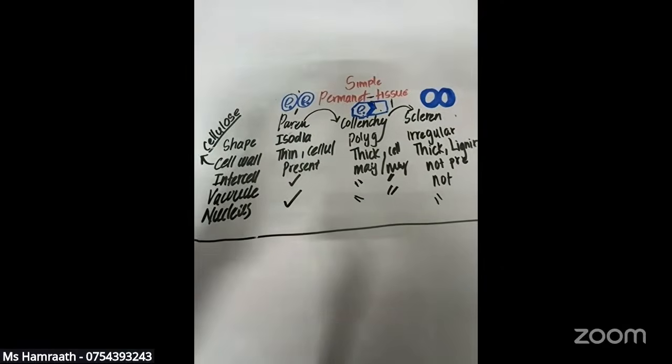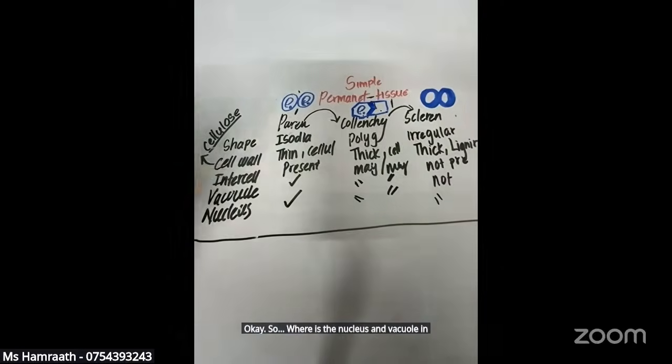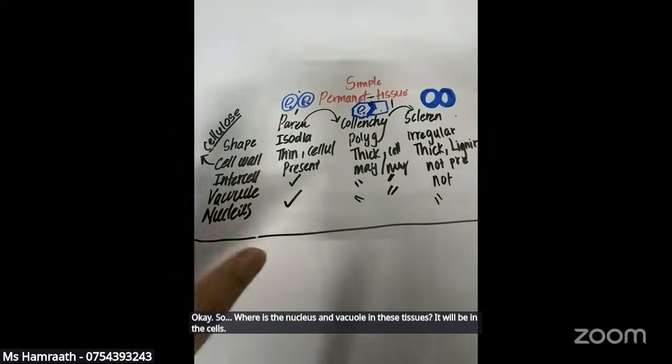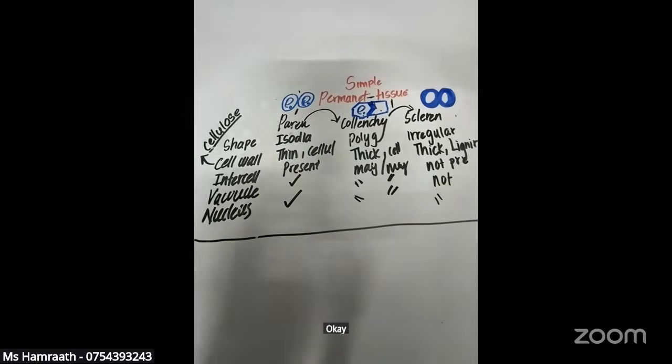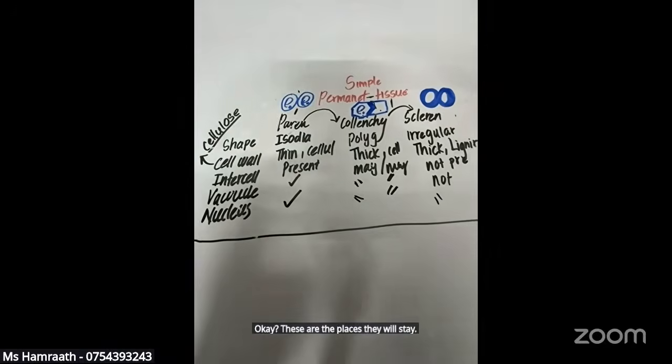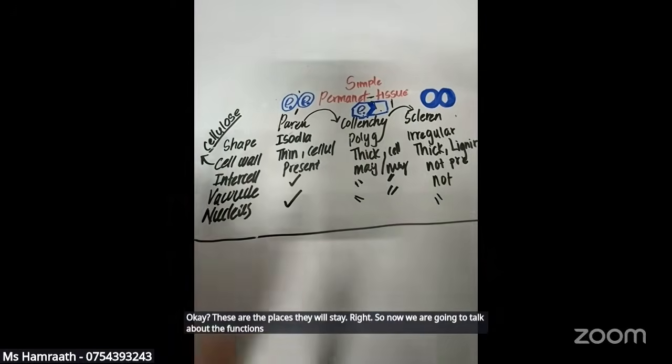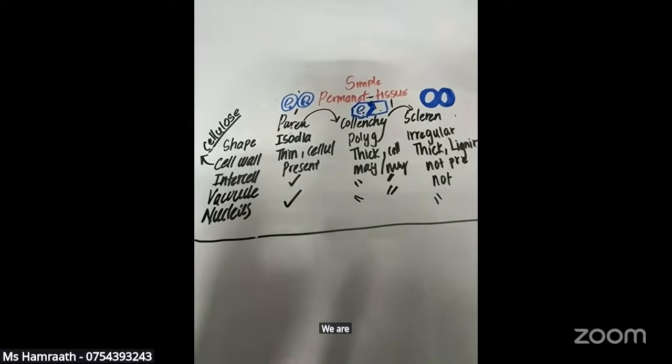Where are the nucleus and vacuole in these tissues? They will be in the cells. The vacuole will be in the center and the nucleus will be in the corner. These are the places they will stay. Right, so now we are going to study the functions of the parenchyma.